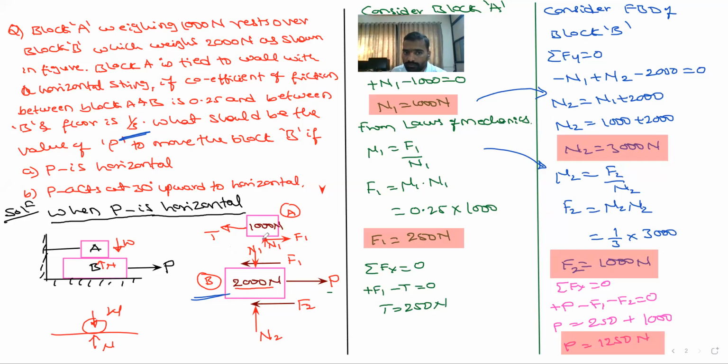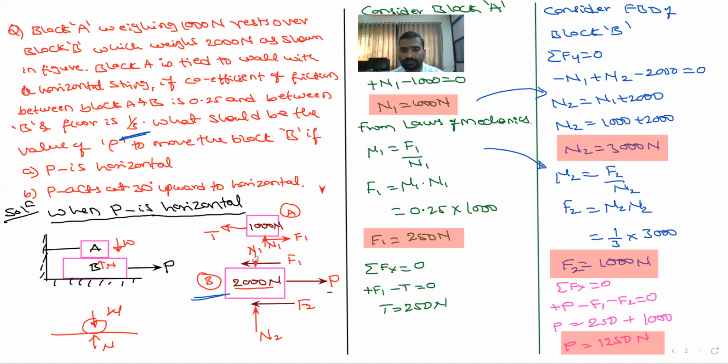When you consider the FBD of A, N1 is acting in this direction. When you consider the FBD of this one, the same N1 is acting downward. See the friction force. The motion is in this direction. The friction is opposite to the motion for the A block. When you consider the B block, the same friction is in the reverse direction, because the motion of block B is in this direction. That's why the friction is opposite.